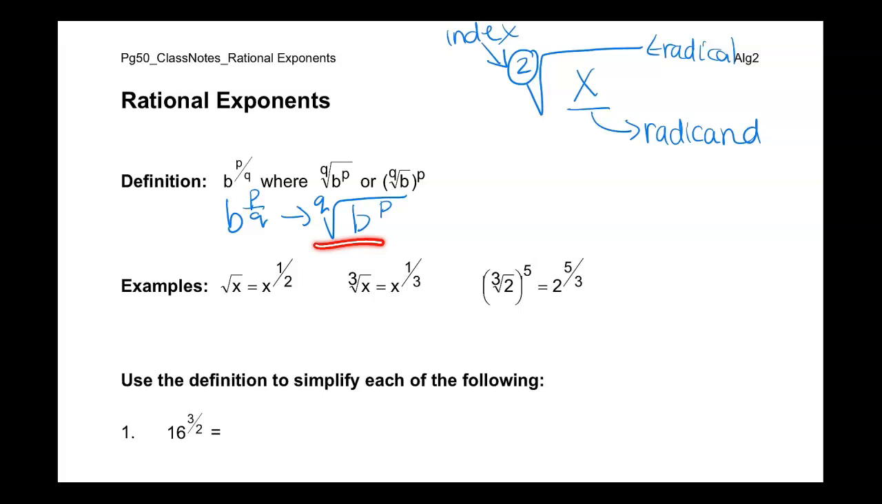Another way that you can write the exact same thing is rewriting it with parentheses. All we're doing is saying that by definition, you can either have the exponent for your radicand underneath your radical with the radicand, or you can rewrite it outside of the parentheses. So the q-th root, b is your base, and then outside of the parentheses is p. There's really only two ways that you would really need to use this.